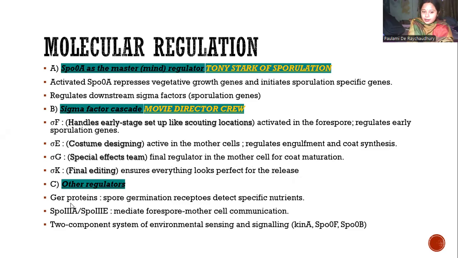Then other regulators: GER proteins are the spore germination receptors which detect specific nutrients, whether they are present or not. If present, then switch to germination. If not present, then switch to sporulation. SPOIIIA or SPOIIIE mediate forespore mother cell communication, because engulfment occurs when the forespore is present along with the mother cell due to asymmetric division. The two-component system of environmental sensing and signaling, that is KinA, SPO0F and SPO0B, which we have learned in the initiation phase of the sporulation process, phosphorylates SPO0A and starts the sporulation process.